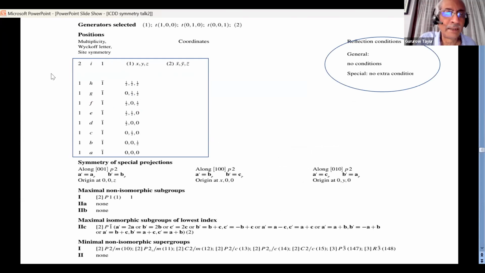It so happens that these conditions are reflected in the data which we collect also. Since there is no translational component associated with P1 bar, we do not get any special systematic absences, which get associated with reflections. So we do not get any of those.